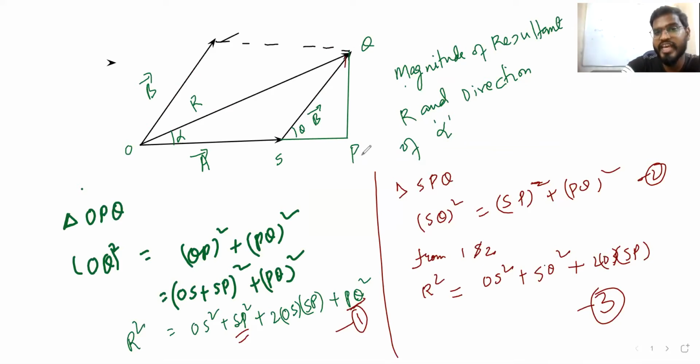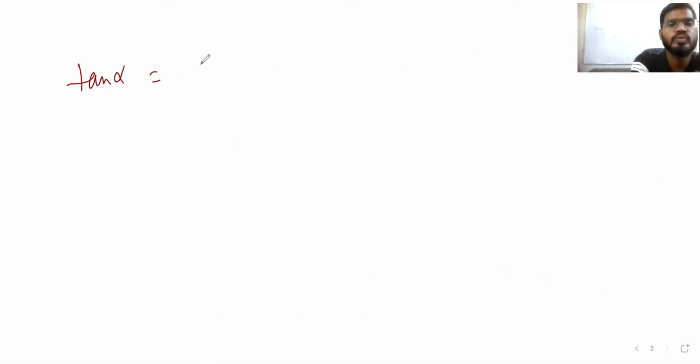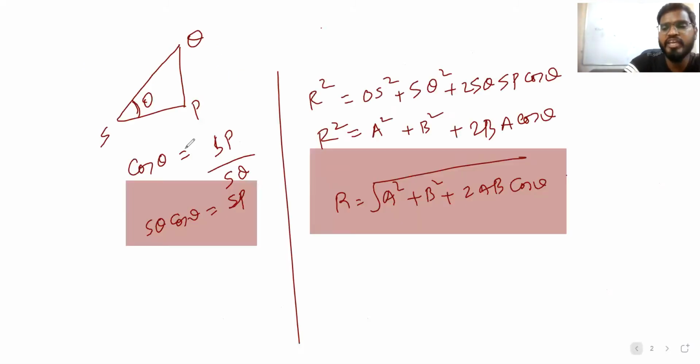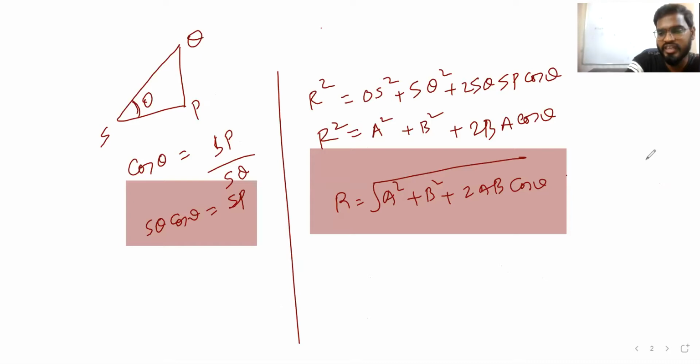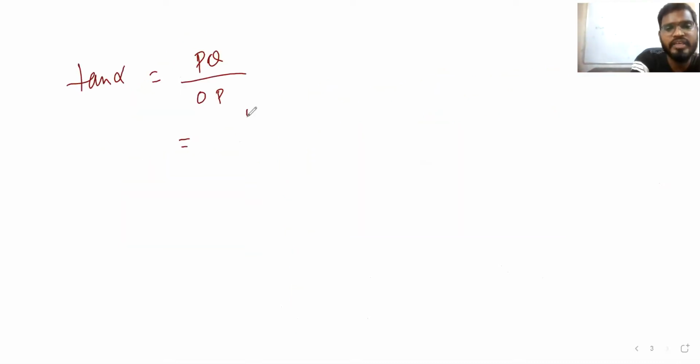So we can say OP turn perpendicular, PQ by OP. So PQ, if you will see, ultimately it is A plus SP. SP we know now. SP is what? SQ cos theta. So SP is, we can say ultimately, B cos theta.